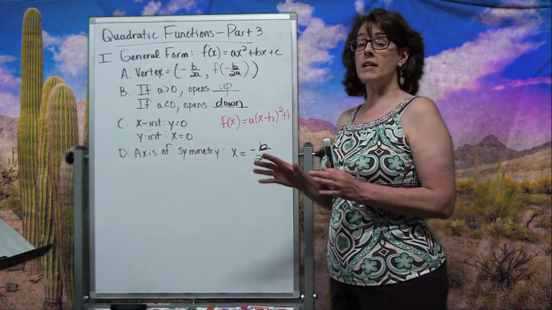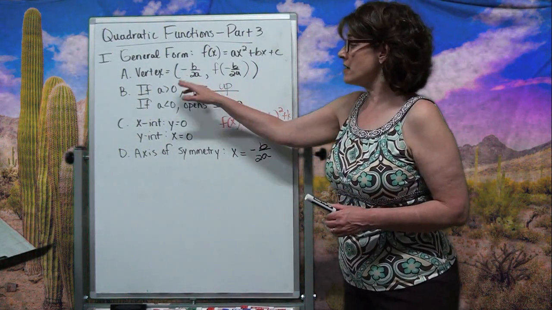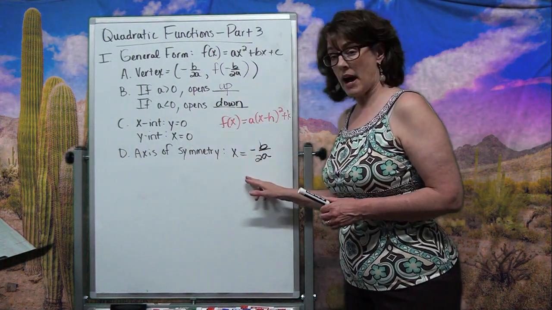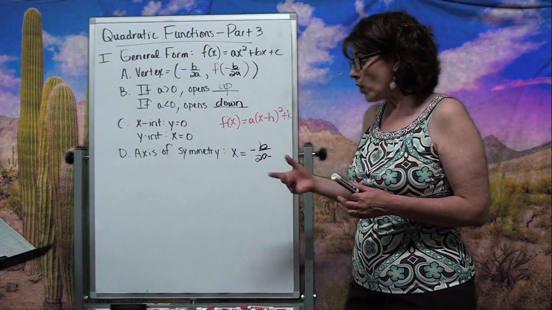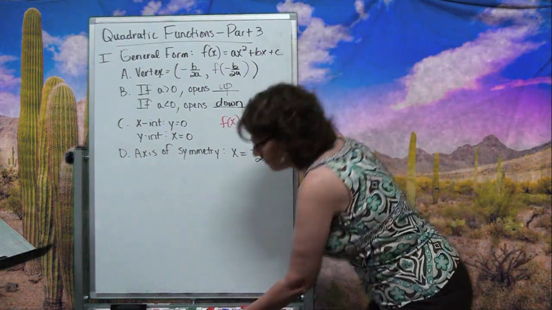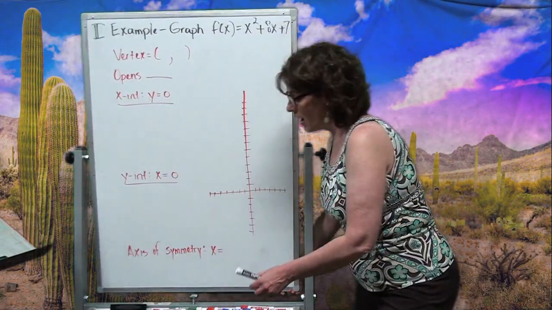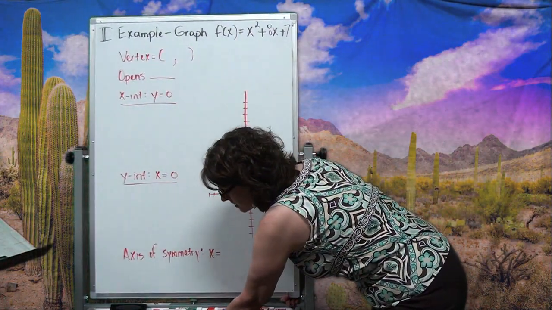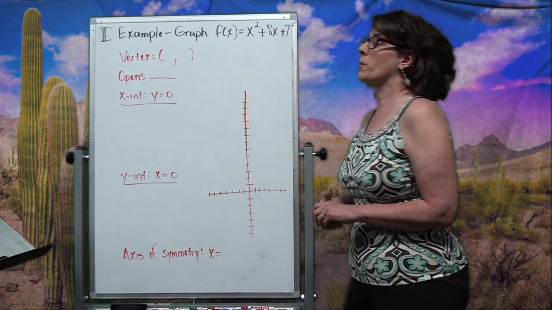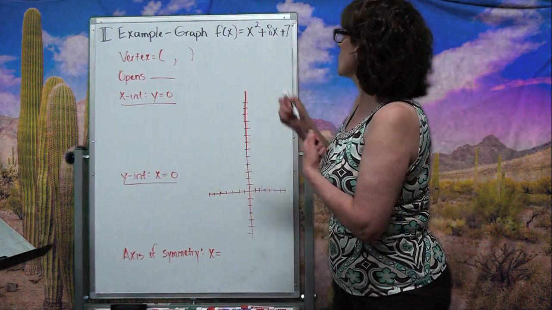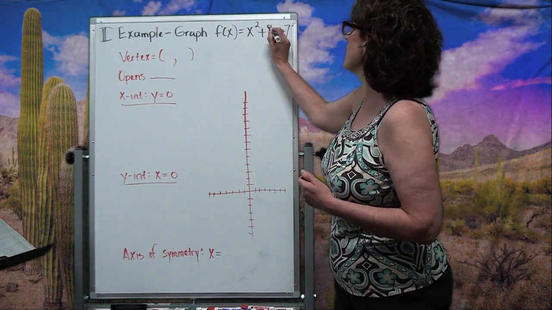And remember, all I need to graph it is a vertex, figure out which way it opens, get that x-intercept, get that y-intercept, and the axis of symmetry I can get ahead of time, or I can get it afterwards. So let's take a look at one example of how to use this general form in order to graph my parabola. So I've got the equation x squared plus 8x plus 7.